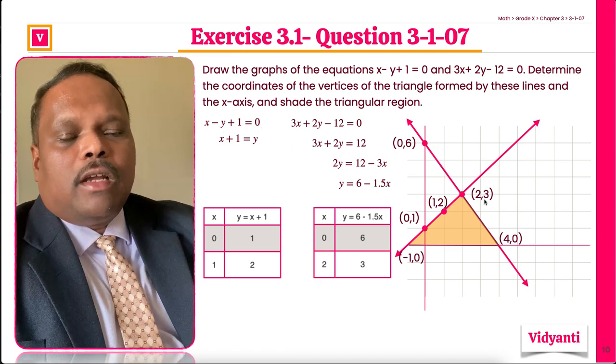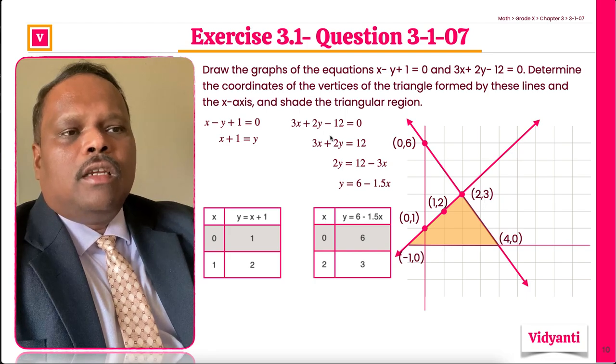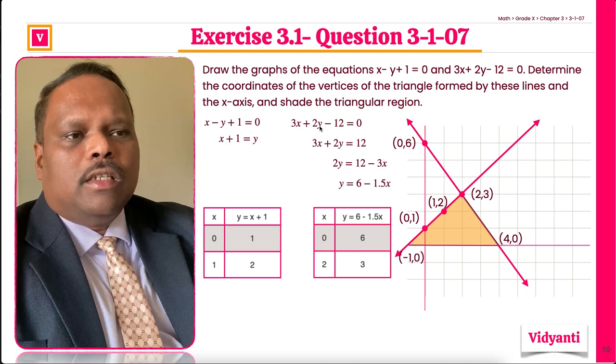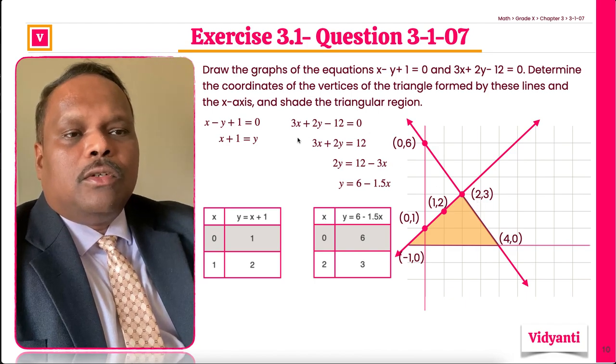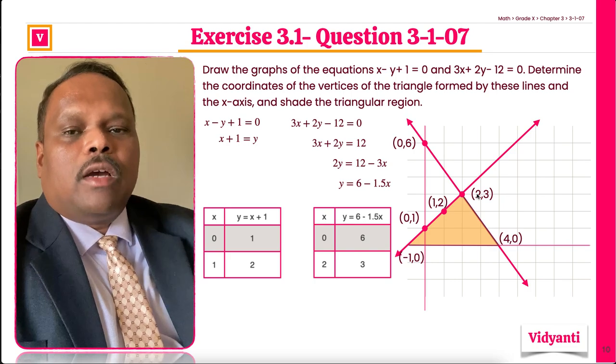Let's plug in x equal to 2, y equal to 3 in this equation as well. 3 times 2 is 6. 2 times 3 is also 6. 6 plus 6 is 12. 12 minus 12 is 0. So it satisfies the second equation too. Since this solution satisfies both equations, that means our answer is correct.